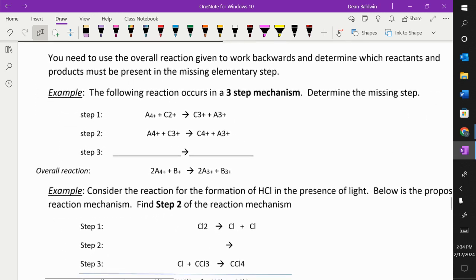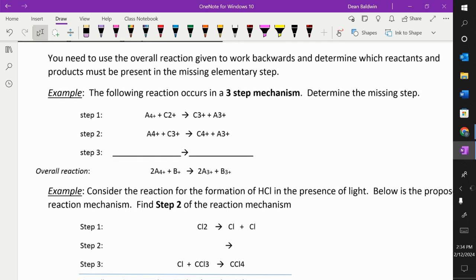So a classic question on a test or a quiz is the following. Okay? You're given a couple of steps of a reaction mechanism, and the final product, you've got to figure out what's missing. Okay?